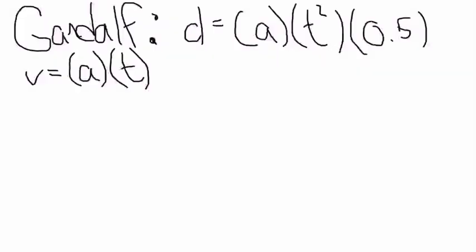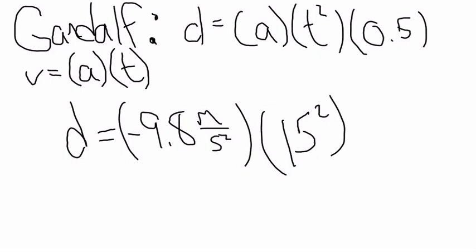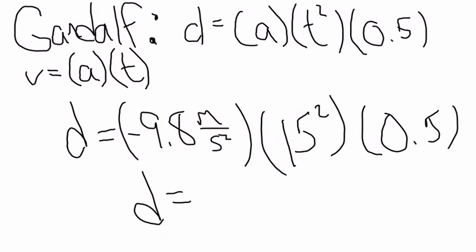Okay, so if we look at the equations pertinent to Gandalf, we see distance is defined as acceleration times time squared times a half. So if I work that out, distance equals negative 9.8 meters per second squared, which is the acceleration he would be going in a free fall, times 15 seconds squared, which is the time when he caught the sword, times a half. You get that distance is equal to about 1,102.5 meters.